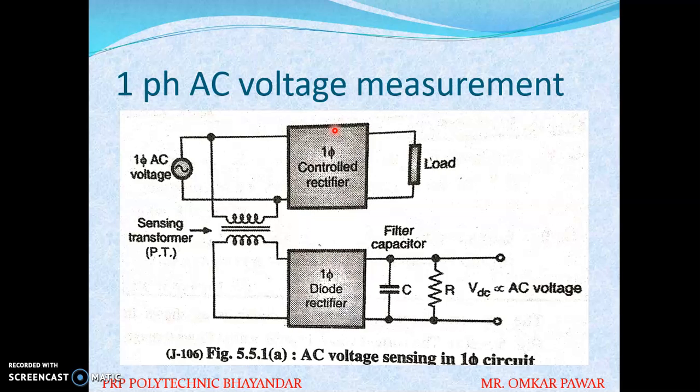AC load, or if it's a DC load, then we can use a single phase control rectifier which converts AC into DC and supplies it to the DC load. So in order to find how much voltage is present between this single phase line, we connect a PT, that is, the primary winding is connected across the single phase AC voltage source, and the secondary of the potential transformer is connected across the load.